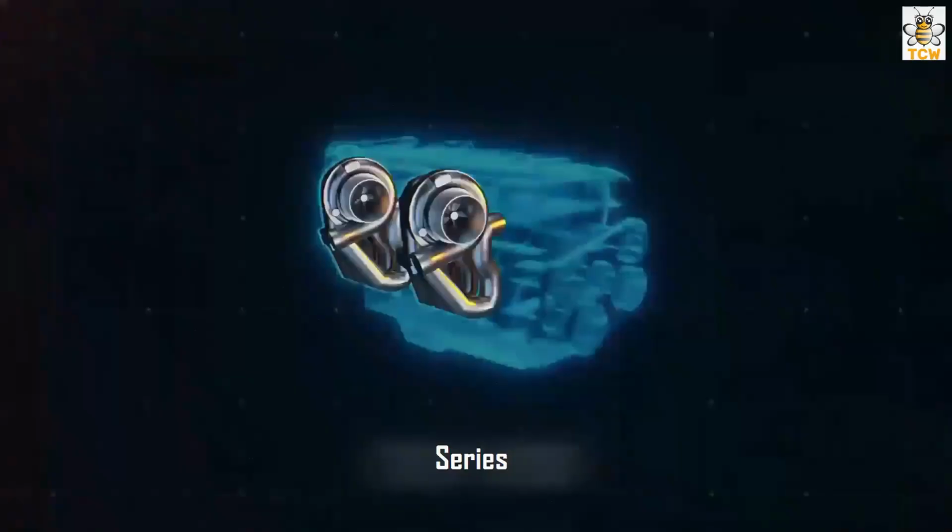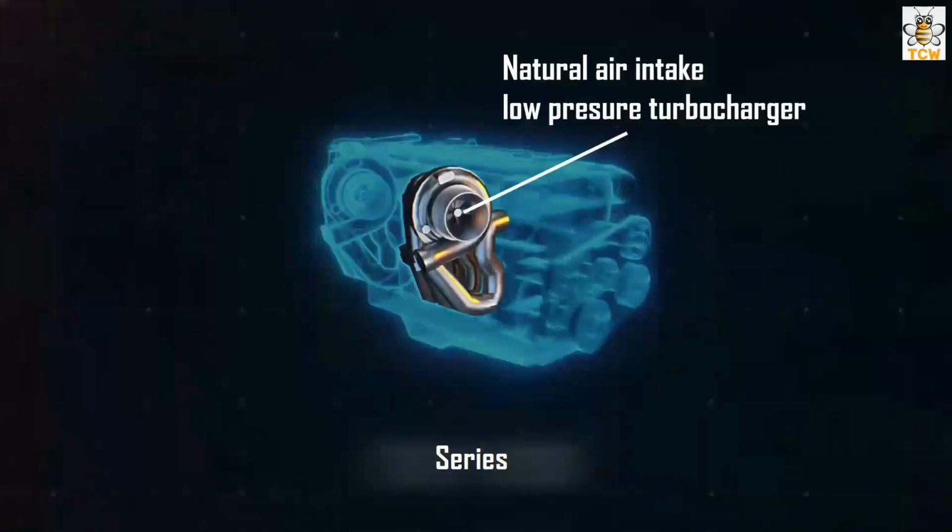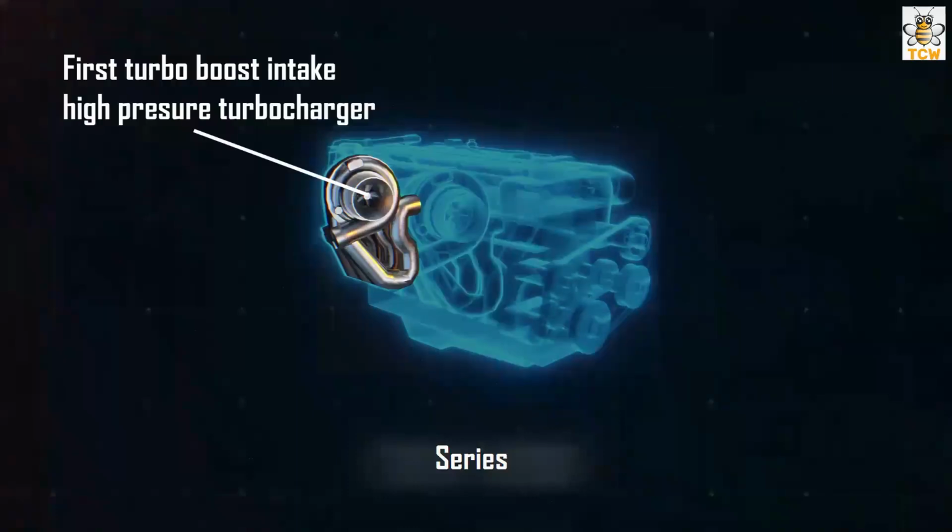Turbocharger with series configurations also use two turbochargers operating to increase the intake air pressure. These two turbochargers operate simultaneously, where the first turbocharger operates at natural intake air pressure while the second turbocharger operates at increased intake air pressure.